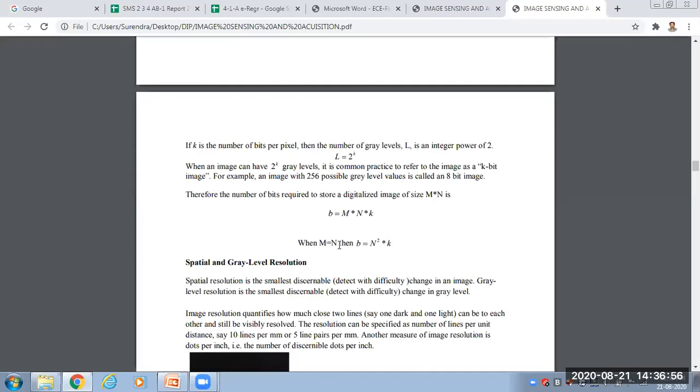If m equals n, that is, both are equal, then the number of bits required to represent a digital image equals n square into k. So if you know the n value and the k value, definitely we can calculate the number of bits for the total image.